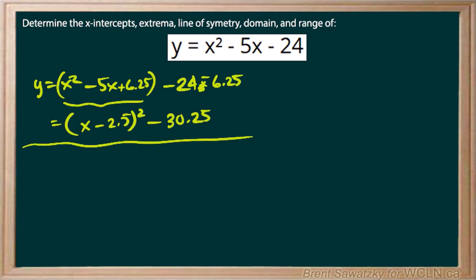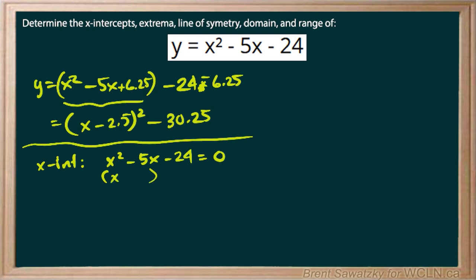So first of all, let's consider each part individually. X-intercepts. What does an x-intercept mean? It means when the y is 0. So let's set the y equals 0. So we have x squared minus 5x minus 24 equals y, or 0. Now, how do we solve for x to make that true? Well, let's give factoring a try.